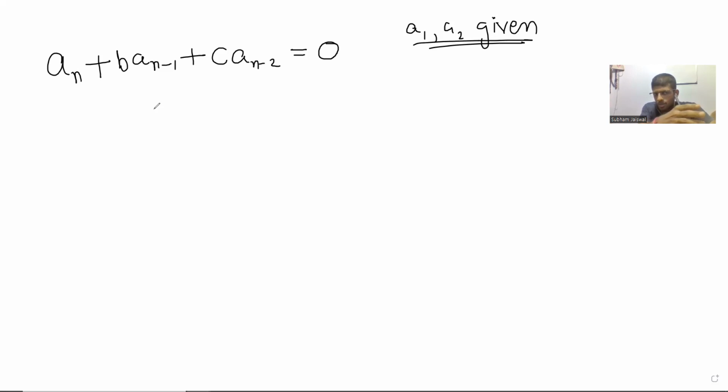A Fibonacci sequence, where B and C are -1, -1. We have done other examples, like an plus an minus 1 plus an minus 2 is equal to 0, where we saw there was a cyclic pattern. So we have done examples of this kind of sequence. Is there a polynomial satisfying this? But today we just want to solve this completely.